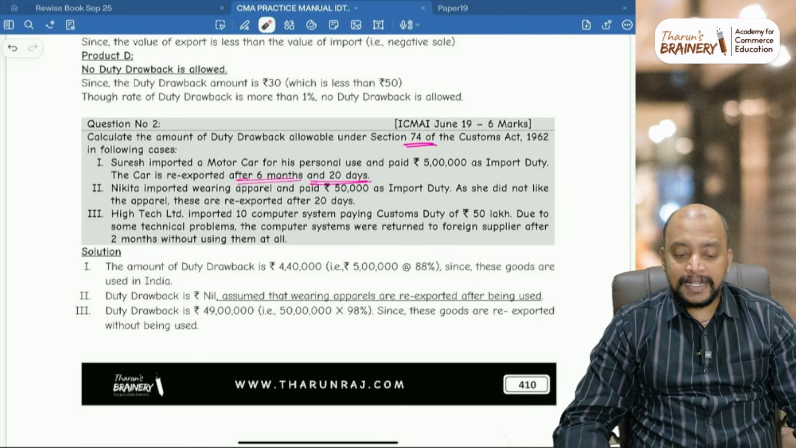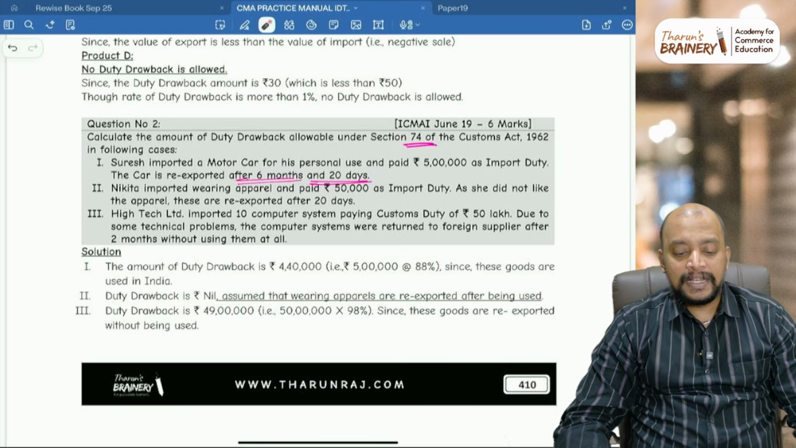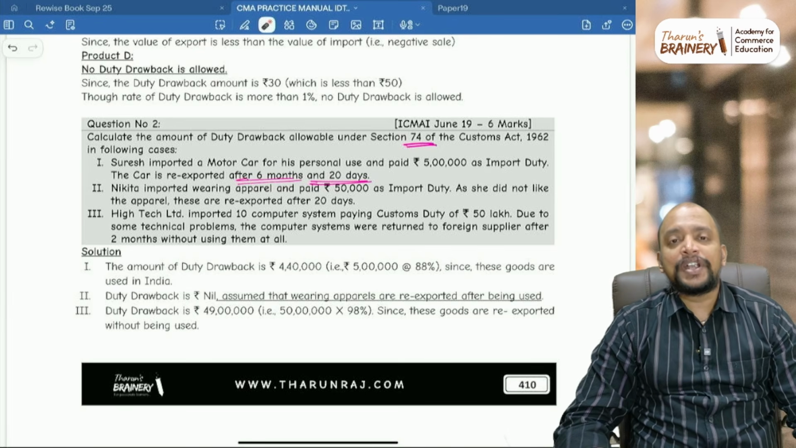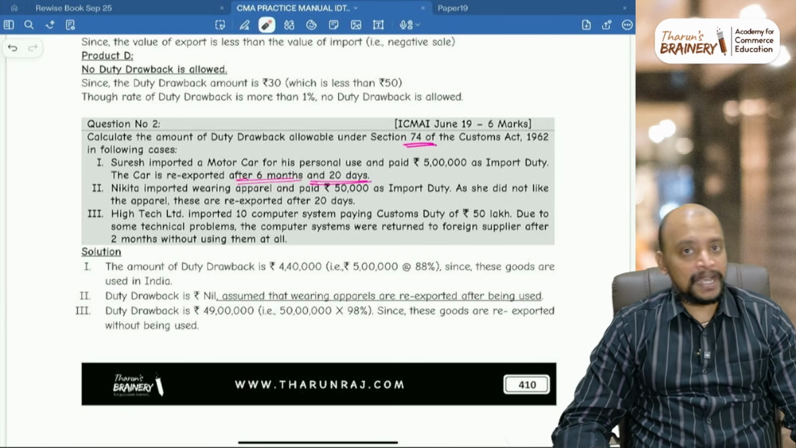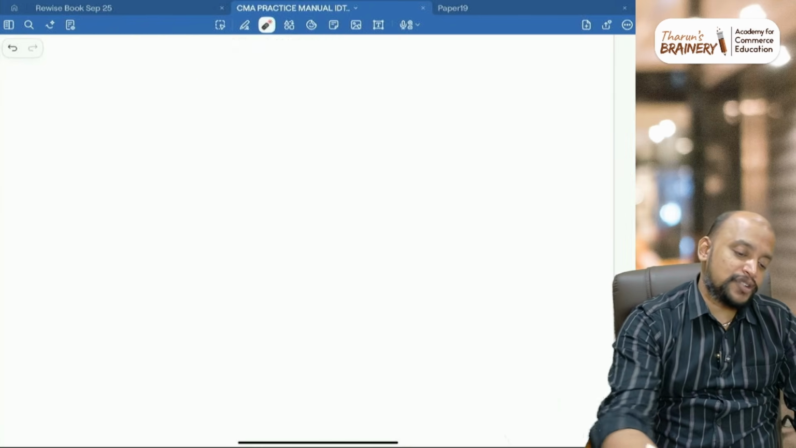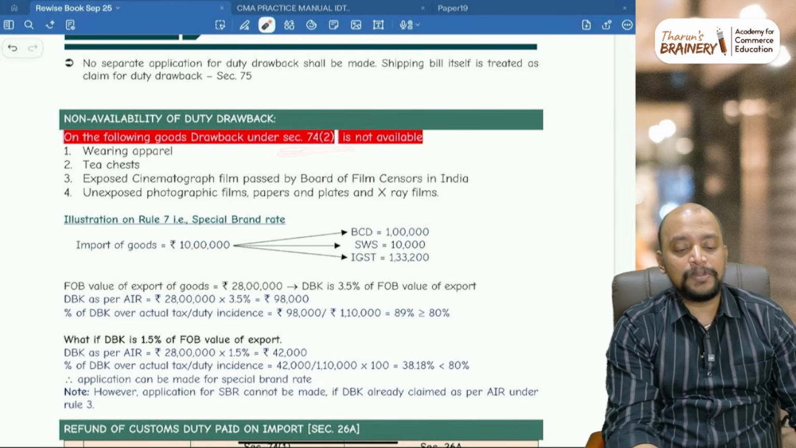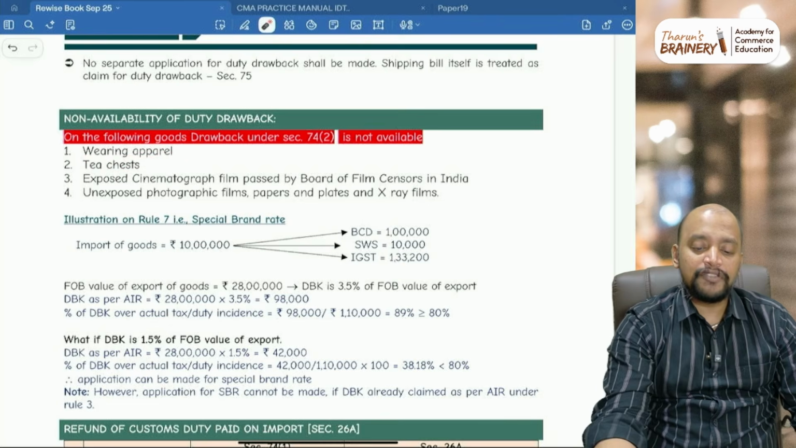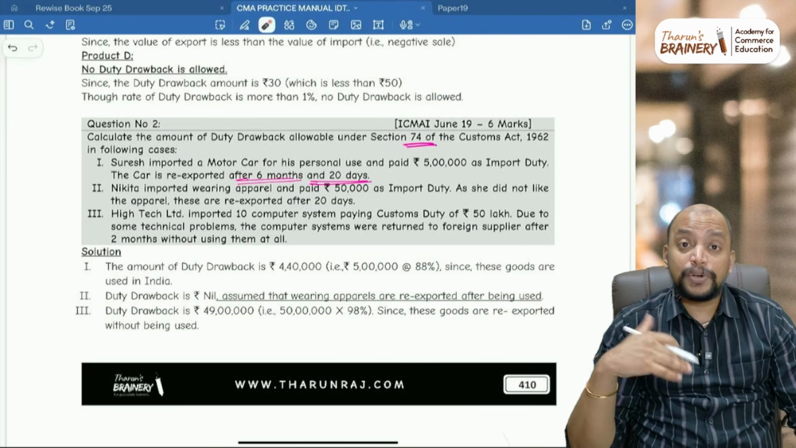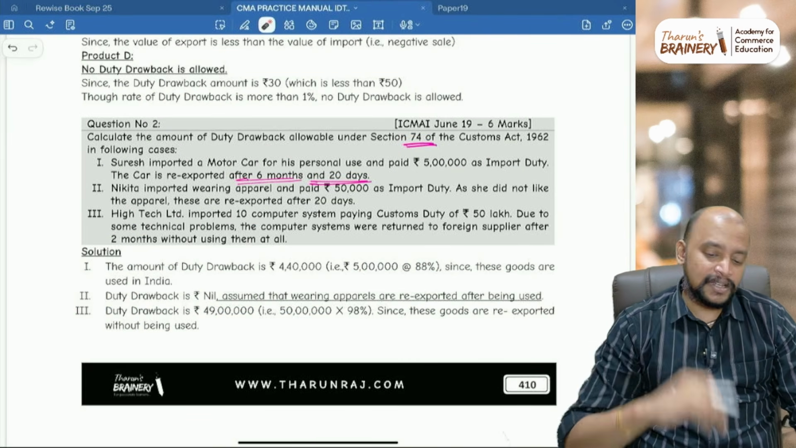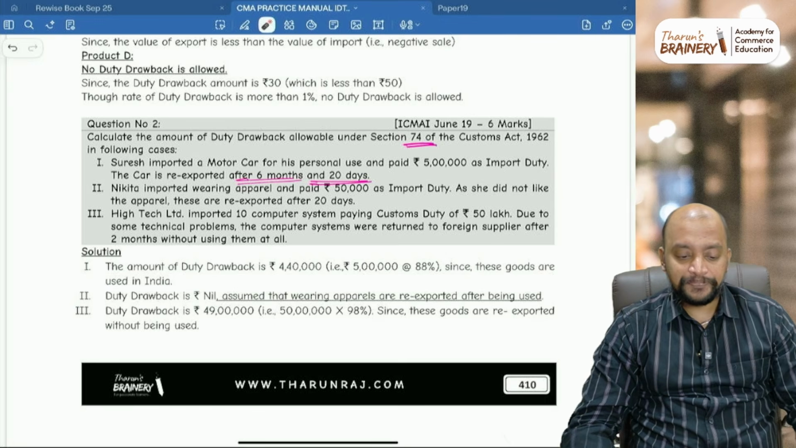Second, Nikita imported wearing apparel and paid 50,000 as import duty. As she did not like the apparel, these are re-exported after 20 days. No duty drawback. Why? We discussed 74 subsection 2: duty drawback is not available in case of wearing apparel. So therefore in this case, she is exporting it after use. That's why duty drawback is not available.